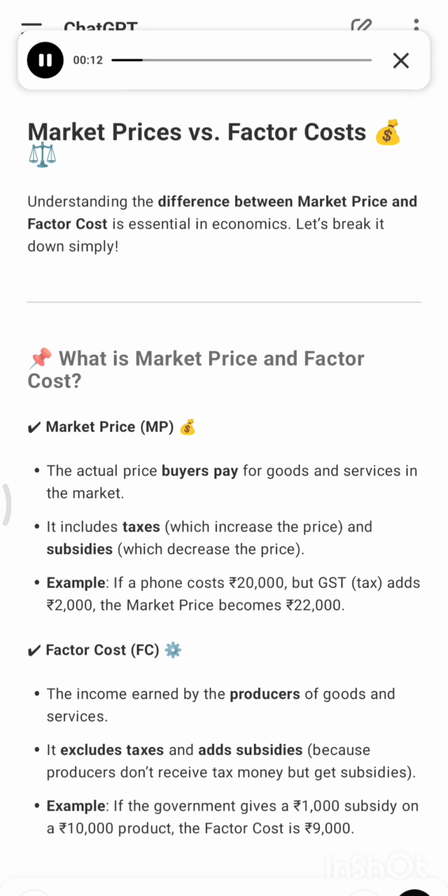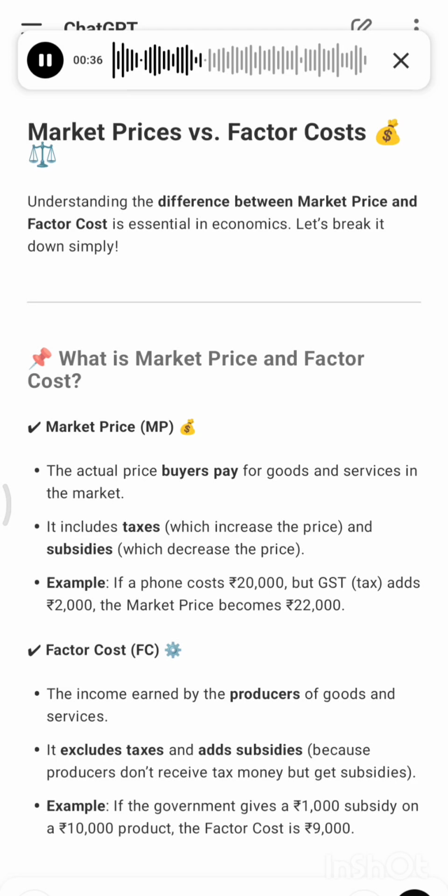What is market price and factor cost? Market price, MP, is the actual price buyers pay for goods and services in the market. It includes taxes, which increase the price, and subsidies, which decrease the price. Example: if a phone costs $20,000, but GST tax adds $2,000, the market price becomes $22,000.